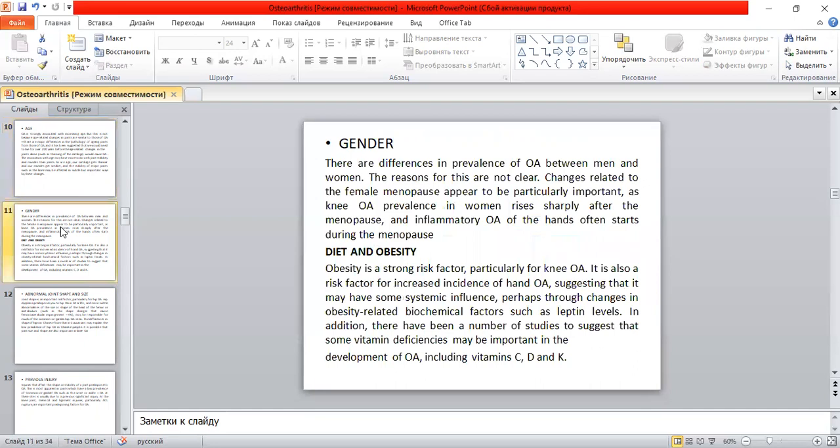Gender. There are differences in prevalence of osteoarthritis between men and women. The reasons for this are not clear.